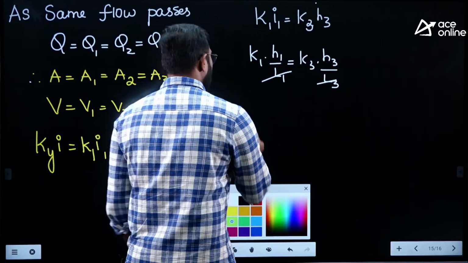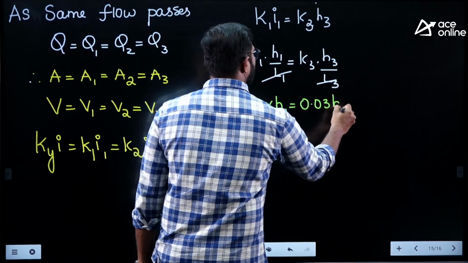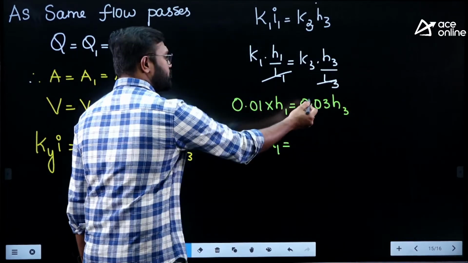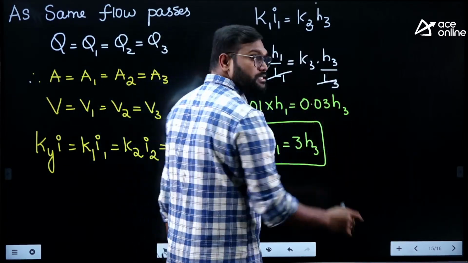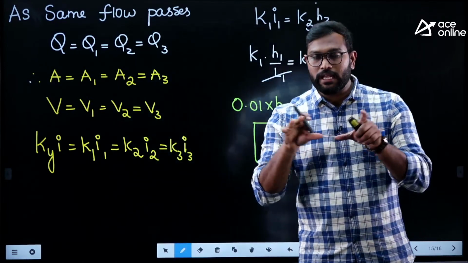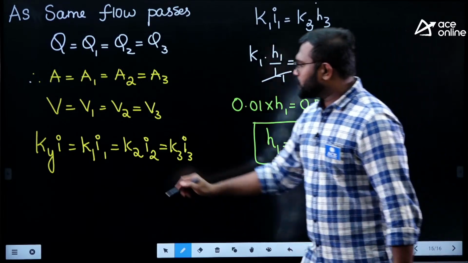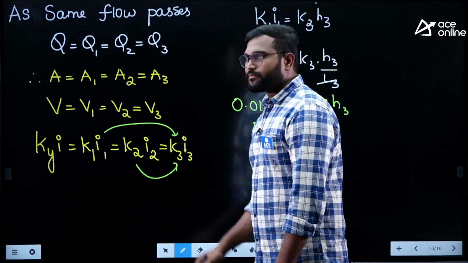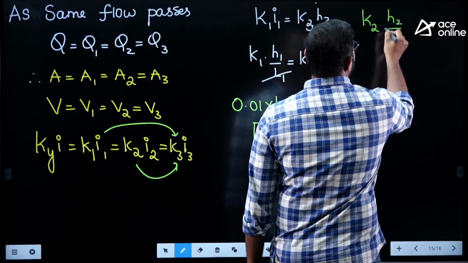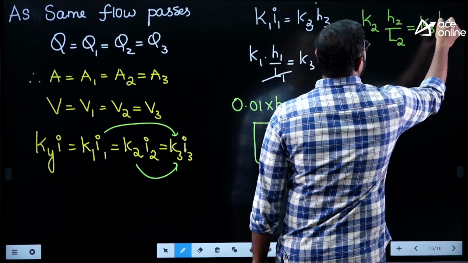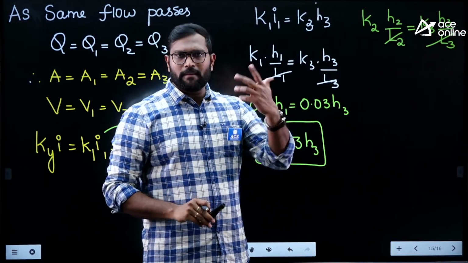Now 0.01 into H1 is equal to 0.03 into H3. Can I write that H1 is, if you send it there, 3 times H3? Yes. I am trying to convert the total head loss equation in terms of H3. By taking K1, I can find H1. Similarly, you take K2 i2. Lengths are the same, right? K2 i2, which means K2 H2 by L2 is equal to K3 H3 by L3. I am not using the equation, I am using the logic.